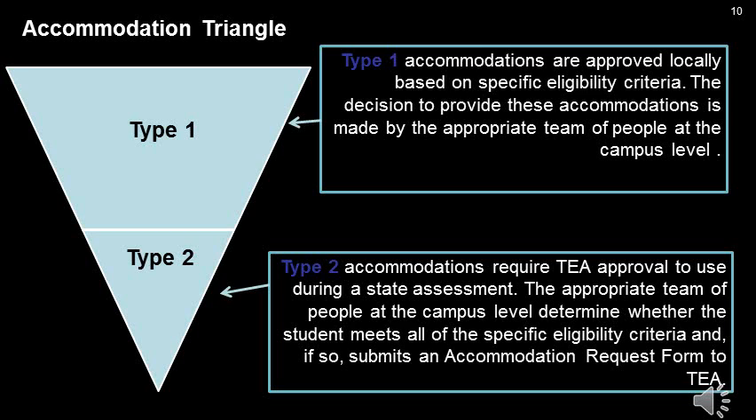The accommodation triangle is broken into two types of accommodations, Type 1 and Type 2. For both types, the accommodations are approved by the appropriate committee on campus. For Type 2 accommodations, these must also be approved by TEA through an accommodation request form. Only the campus testing coordinator is authorized to submit the accommodation request form to TEA. The campus testing coordinator and a member from the committee who made the decision to use a Type 2 accommodation must collaborate to complete all required documentation on the form before it is submitted to TEA. TEA wants very specific information before a request will be considered.